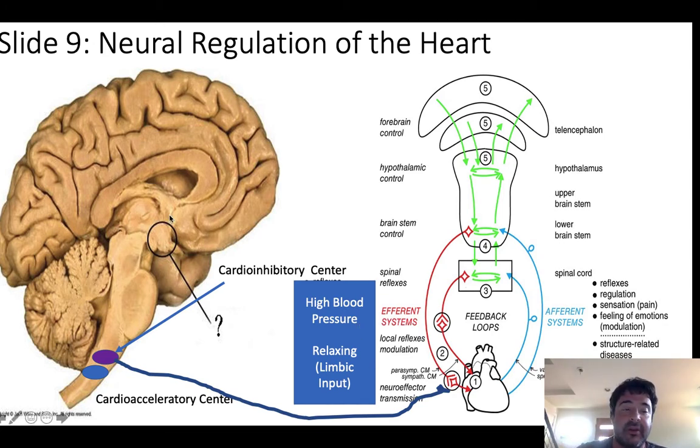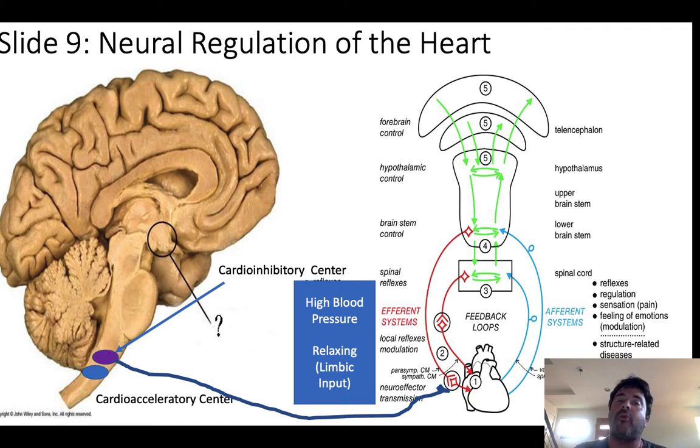Now, other things that can activate the cardioinhibitory center, if you're just relaxing. So let's say that you're getting ready to fall asleep and you're reading a book and your brain goes, oh, we're relaxed. Limbic system, your emotional brain goes, oh, we're relaxed. That information is communicated to the hypothalamus. The hypothalamus goes, we're pretty relaxed. It then communicates that information to the cardioinhibitory center. Cardioinhibitory center, then via the mechanism we just talked about, slows down heart rate.